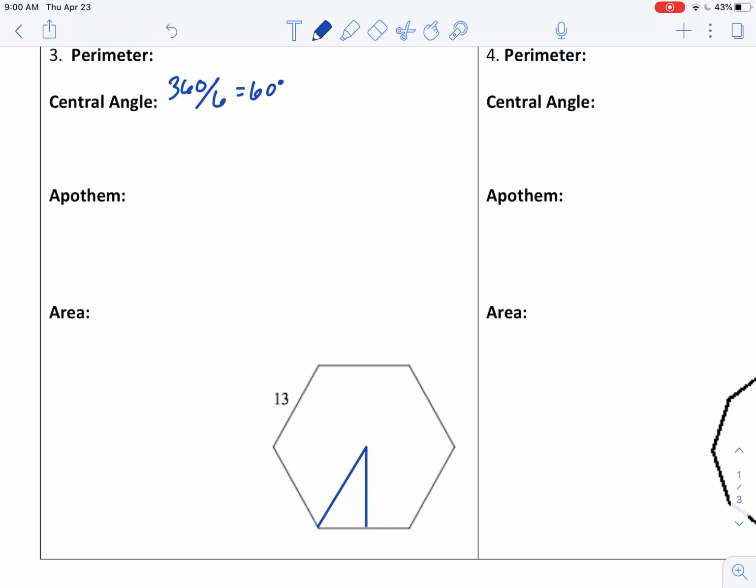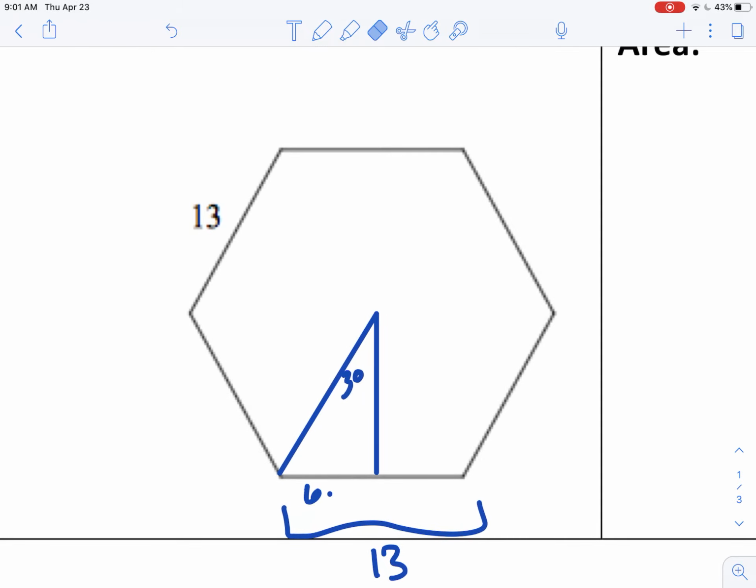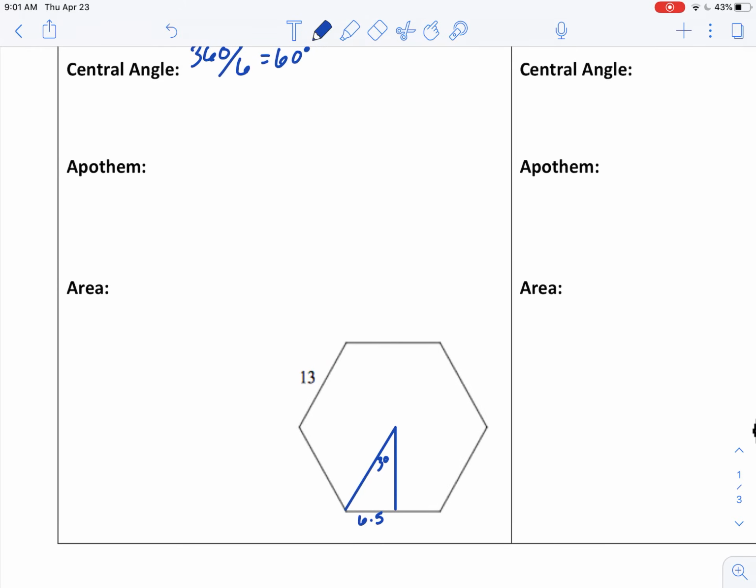But I don't want the radius here. I want the apothem. So I'm going to draw in the apothem right there. And if this whole thing was 60, then half of that is 30. So this is 13 for the whole side length, which means that half of 13 is 6.5. So this half is 6.5.